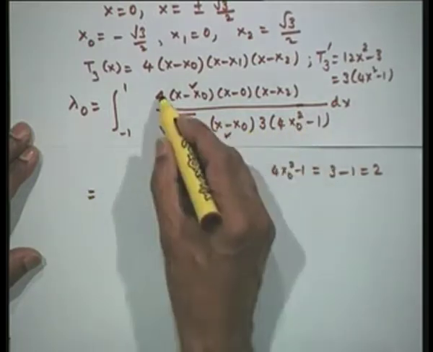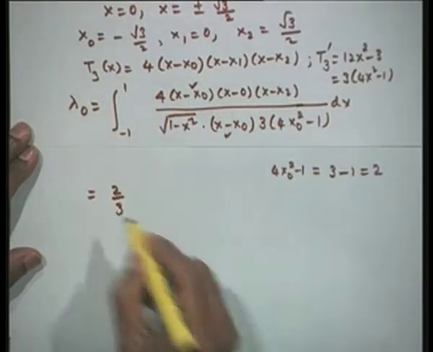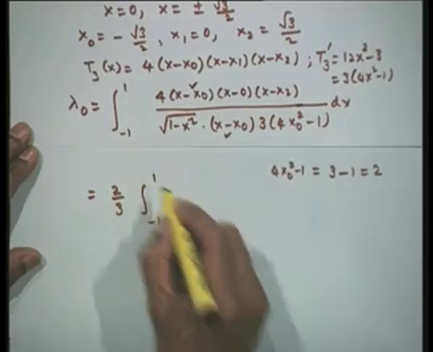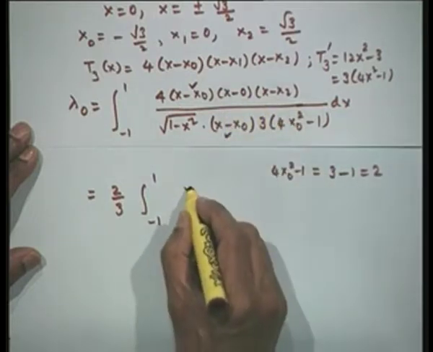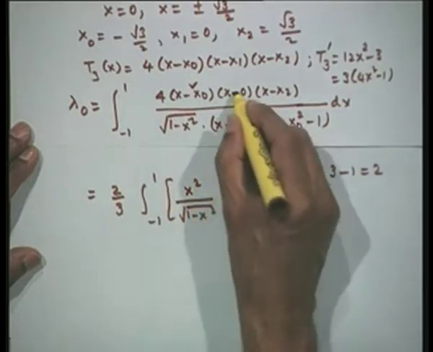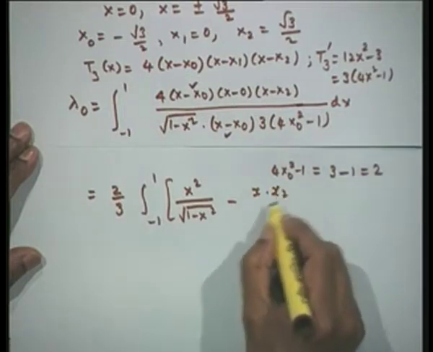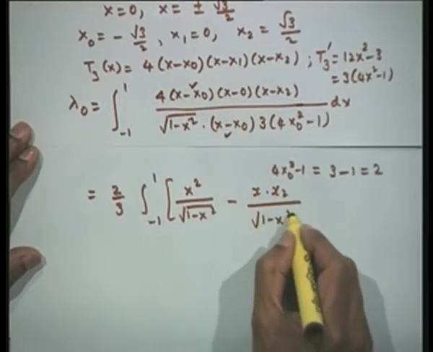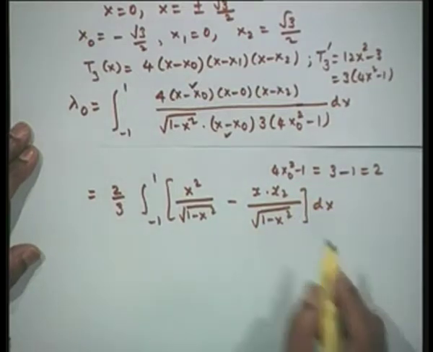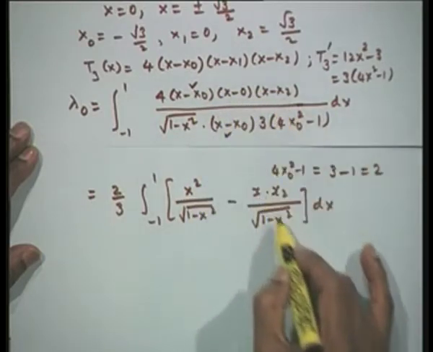Now there is a 2 here and a 4, let us take it out. So I will have 2 by 3 here, I have taken out 2 by 3, and what is left is minus 1 to 1. Now let us multiply it out: x squared upon under root 1 minus x squared, I am combining these two, x squared upon this, minus x into x 2 upon under root 1 minus x squared. Taking this as two factors, x into x squared, and this is minus x into x 2.